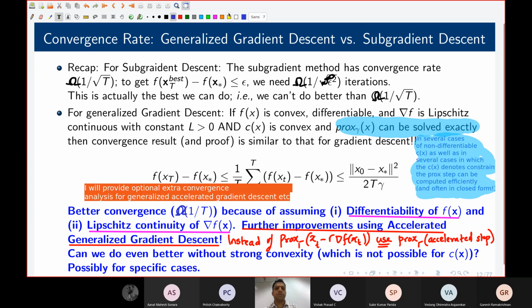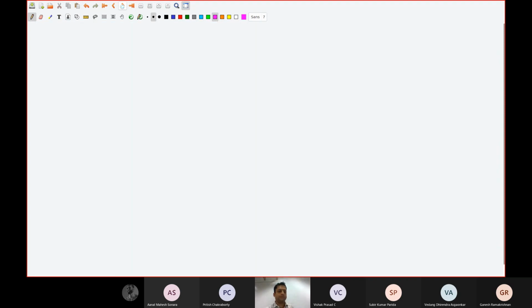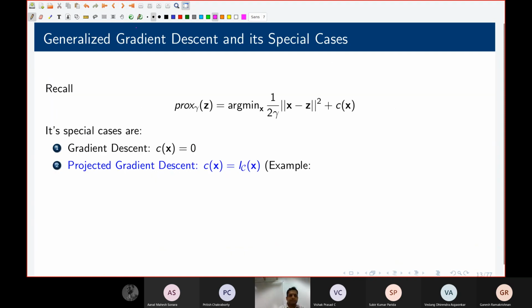So this is just going to be optional. Okay, let's now look at the more important part of when we can actually solve this in closed form. Okay, so before I get there, a quick special case of projected gradient descent.